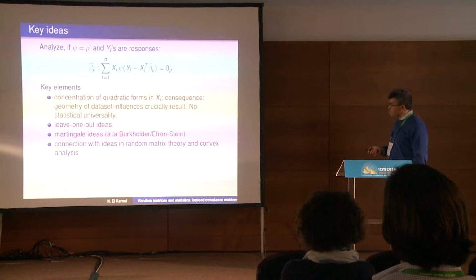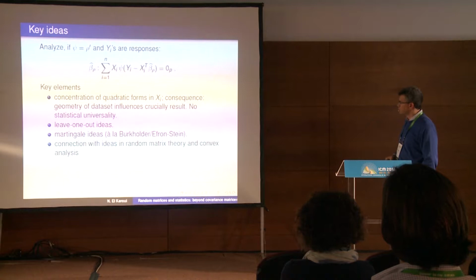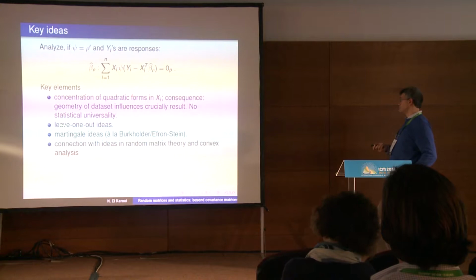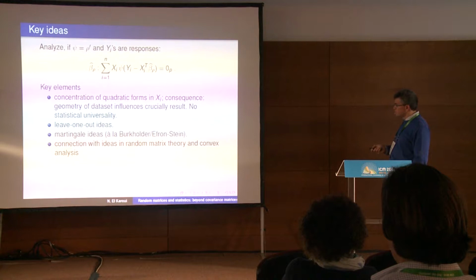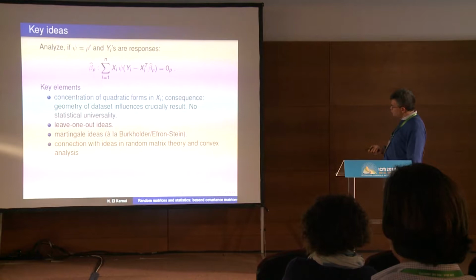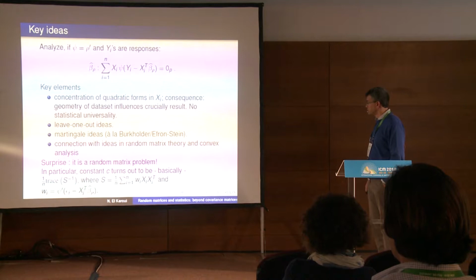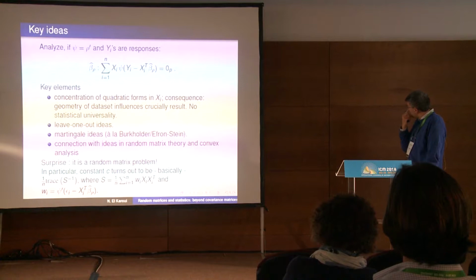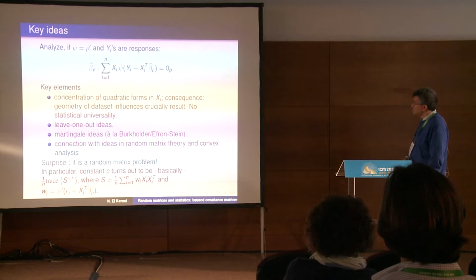We use leave-one-out ideas because we can't do perturbation analysis. Beta naught is not going to converge to beta hat in any strong sense. So we have to go around that and still do perturbation analysis, but by leave-one-out. Of course, this is tied to martingale ideas, like von Stein or Burkholder, to get concentration of the norm, basically. And deep in the proof, there are lots of connections with ideas in random matrix theory and convex analysis. The surprise, at least for me, is that it turned out to be cast like this, at least a random matrix problem, even though it looks like you're solving a system of p nonlinear equations.